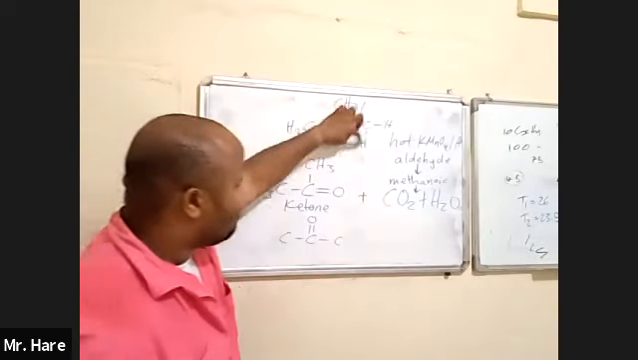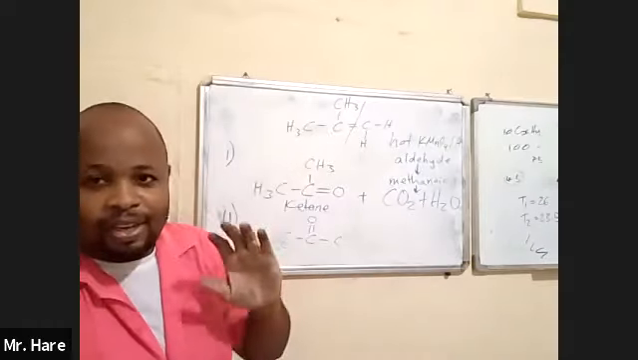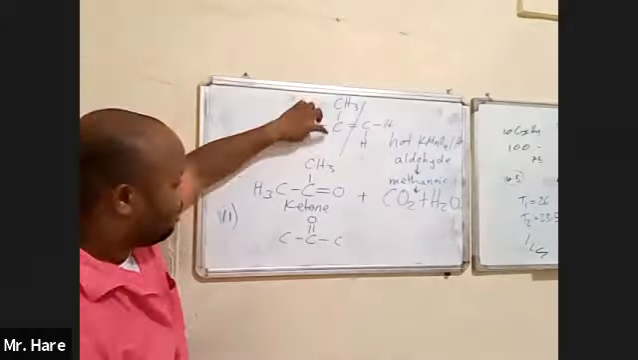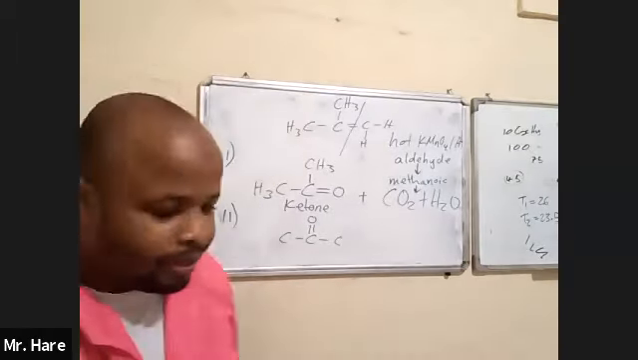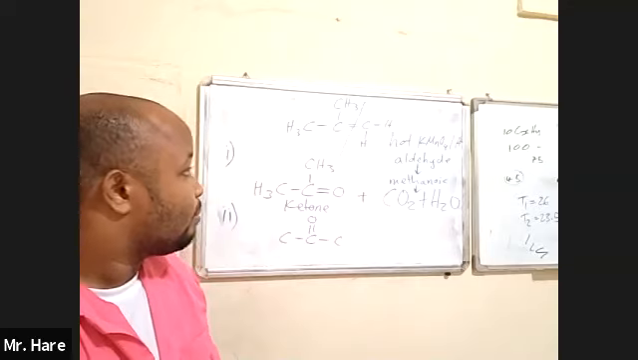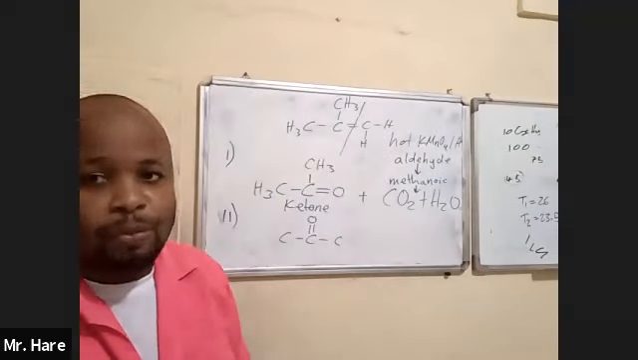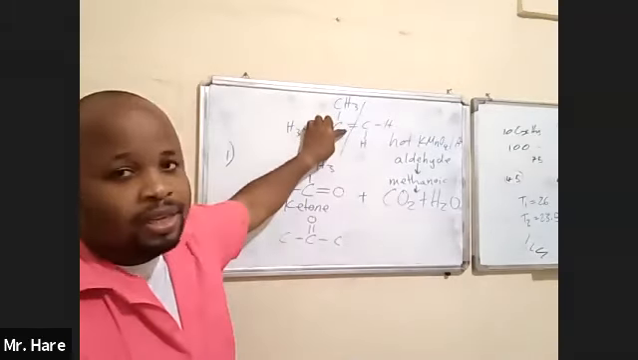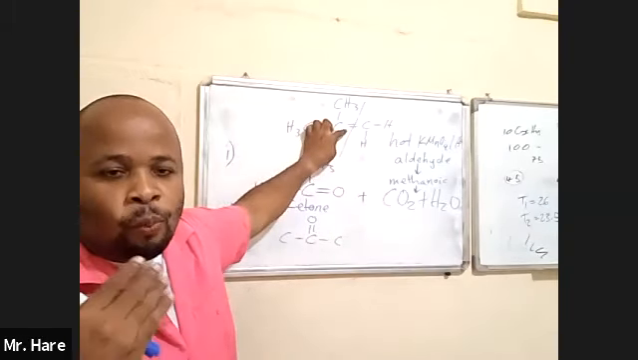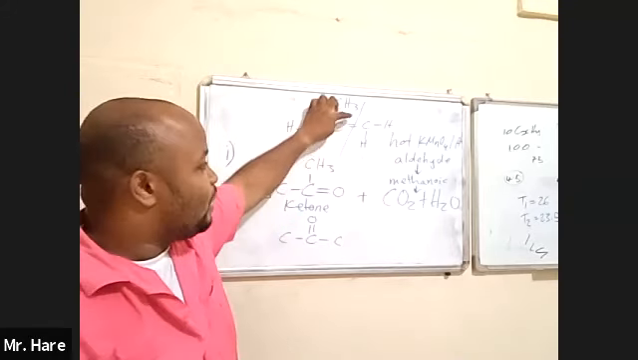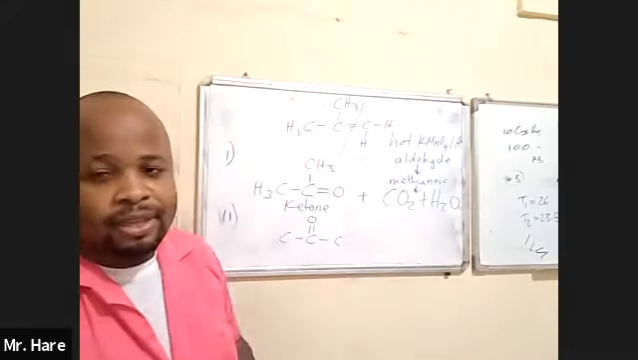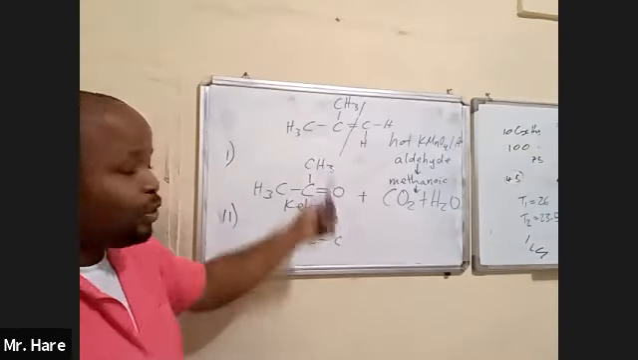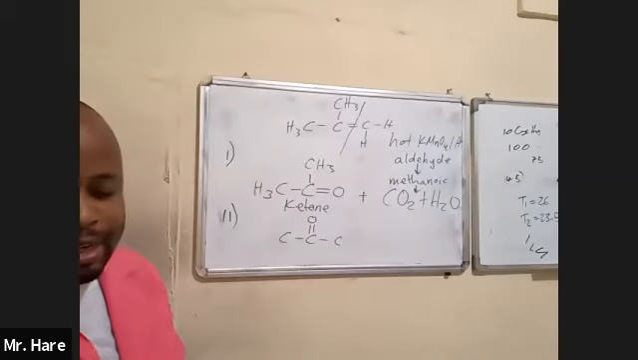Just remember, if you have 2 hydrogens on it, you must get carbon dioxide and water. No matter where the hydrogen is, it's 1 or 2, but because you're paying attention to the double bond, the only time you will have 2 hydrogens is when it is at the end. Let me show you an example.